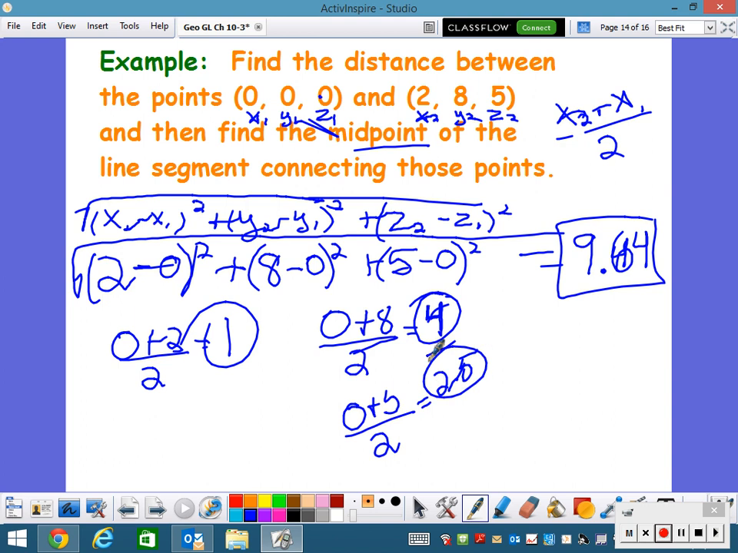So where is the midpoint between this point and that point? It's at 1, comma, 4, comma, 2.5.